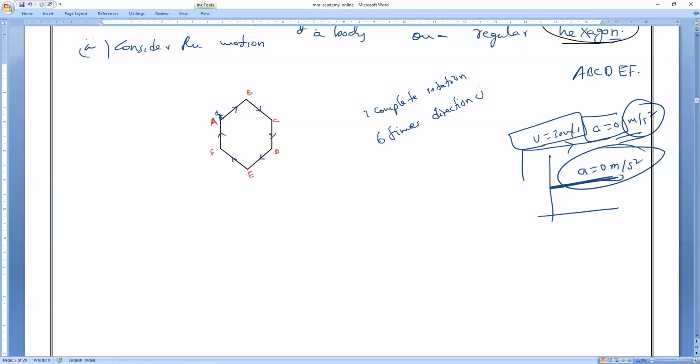Understanding? So the direction changes. Then tell me, is Mr. Silesh in accelerated motion or non-accelerated motion? Accelerated motion. So the direction of the body changes 6 times, at every point: from A to B one time, from B to C another time, from C to D another time, from D to E another time, E to F another time, again F to A another time. So when Mr. Silesh is on a hexagonal path, 6 times his direction will change.